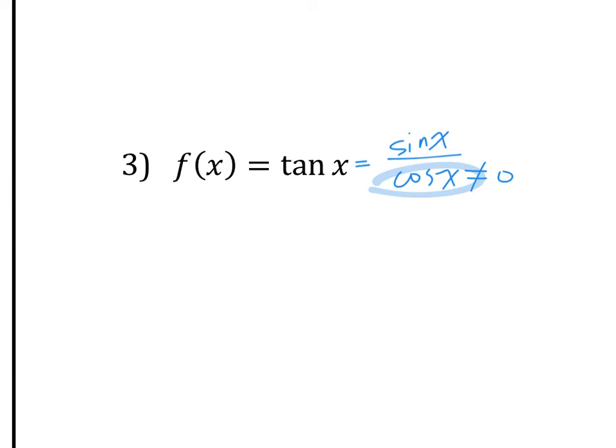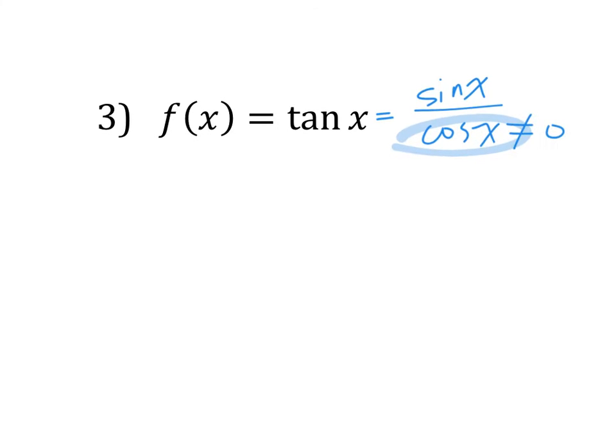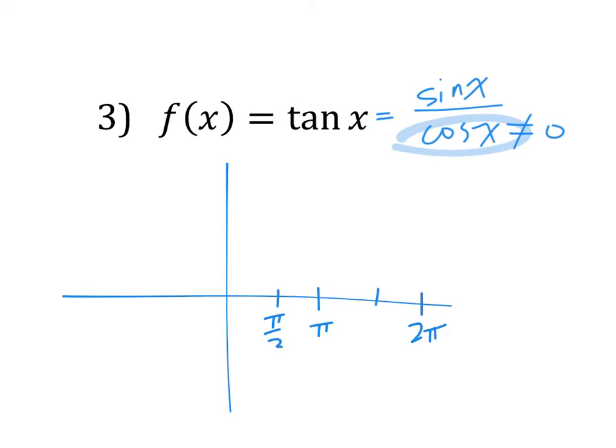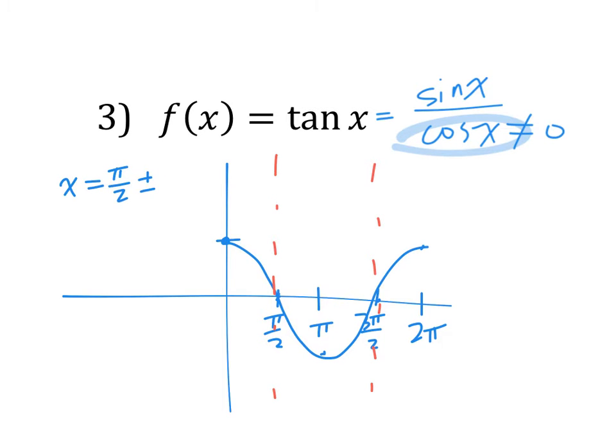Some people may not remember this. So normal cosine. What's the period? 2 pi, and then we break it into fourths. Remember, normal cosine starts on the top, goes down, down, up, up. Wherever cosine is 0, it creates the asymptote. So that is pi over 2, pi over 2 plus or minus pi n, where n is an integer.